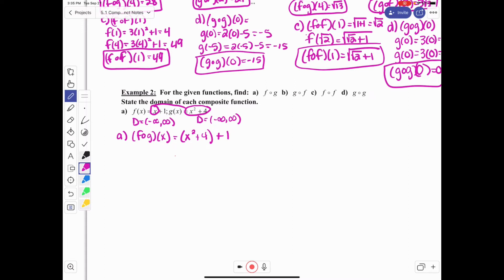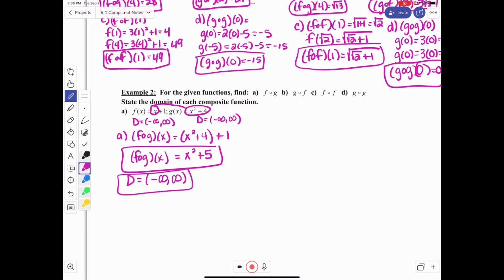And I'm going to simplify this. So that's just going to be x squared plus 5. So f of g of x is that. Now, no fractions, no radicals. So my domain is negative infinity to infinity. There's no restrictions. There's nothing x can't be. I can plug anything in for x. So my domain is negative infinity to infinity.